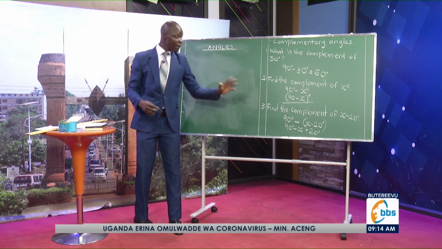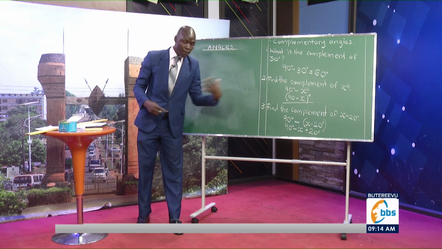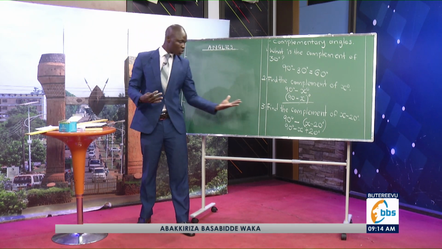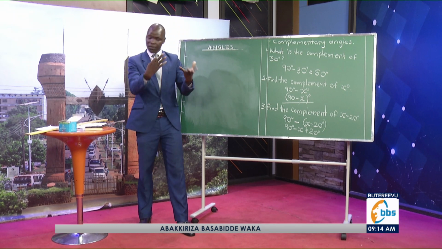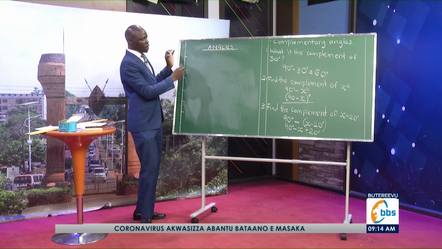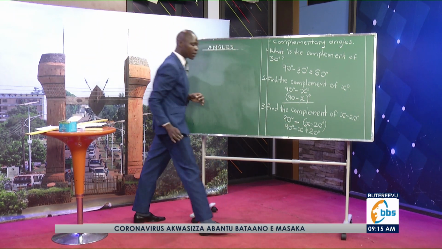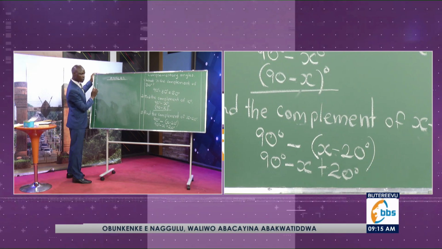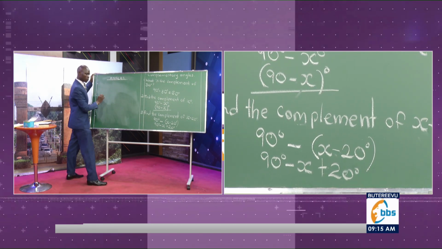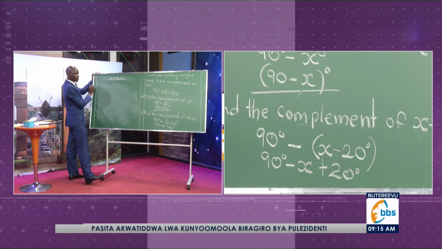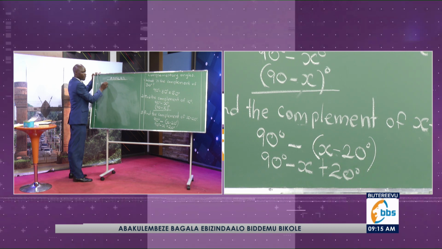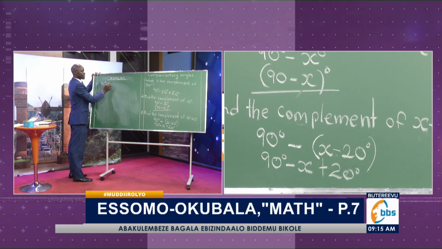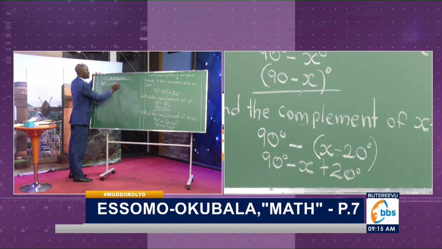We are using simpler methods because there are other methods, but it is easier to use these simple ones for everybody to understand. We shall continue solving. We are left there with 90 degrees minus x plus 20 degrees.